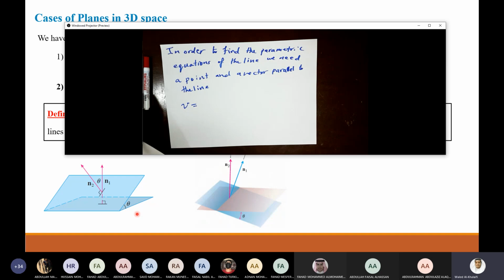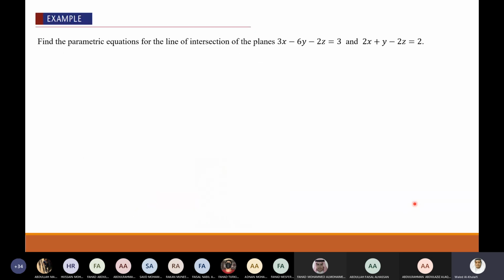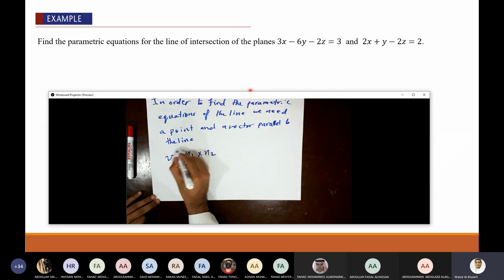So let me just go there, or not here actually. So I am here. So V is equal to N1 cross N2. All of these are vectors. So what is N1?